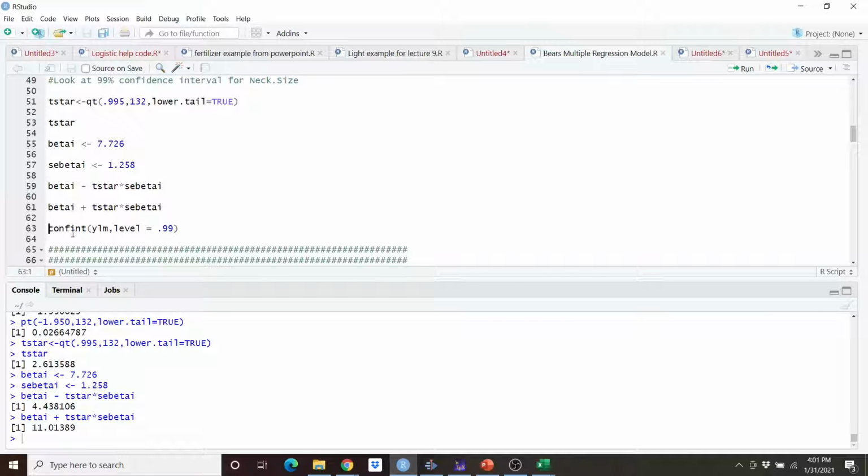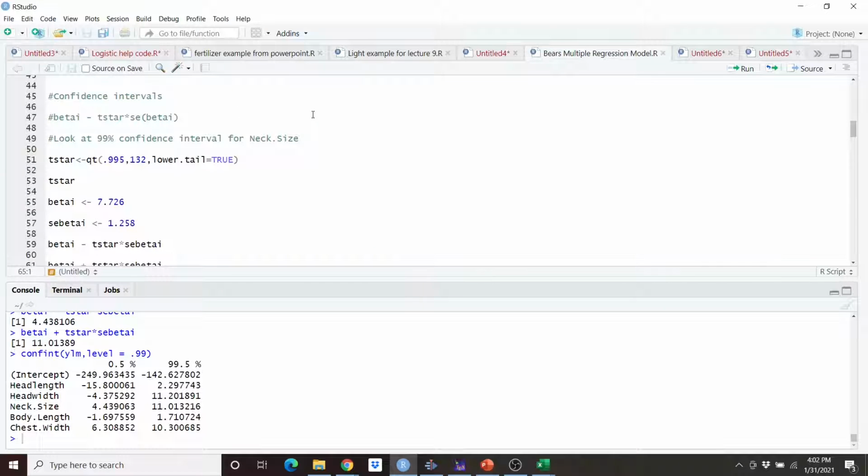Now, there's an easier way to do this. If I use the function confint on my linear model, and I put my level in as 0.99, remember, we were looking at next size. Let's take a look at what next size gives us: 4.439063 and 11.013216. So we're off at the fourth decimal place, and this is just rounding.